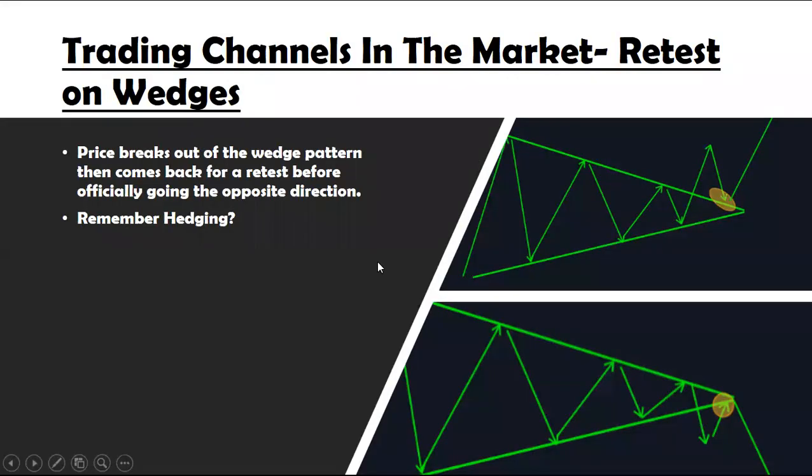All right, cool. So retests can also be seen on wedges. You know what I'm saying? So, price breaks out of the wedge pattern, then comes back for a retest before officially going the opposite direction. And so, you can hedge, if news isn't giving you a direction as to where this pair is going after this breakout, or you can just look on the higher time frame and see, okay, well, where's this pattern going? Is it going to go up or down? And usually you can see that because the higher time frame has either a bullish or bearish pattern forming.